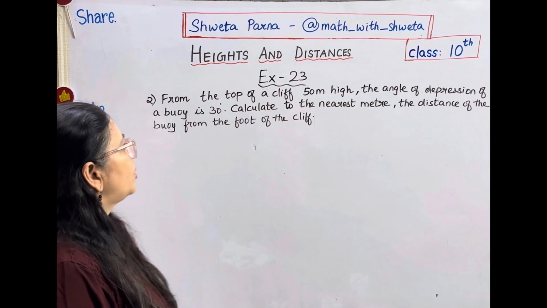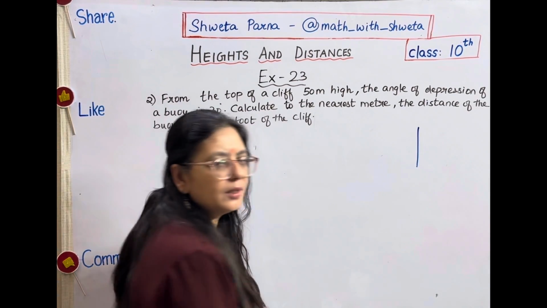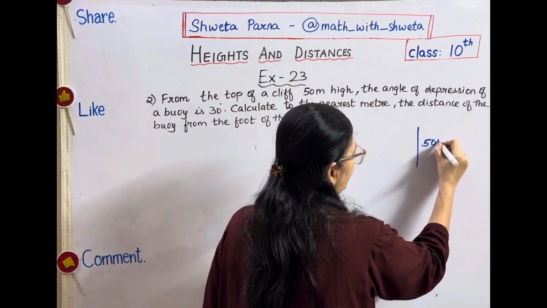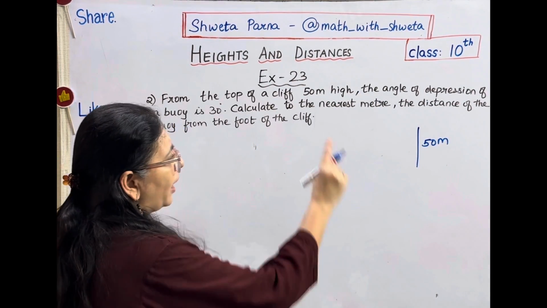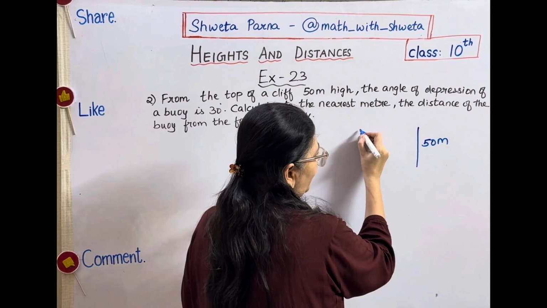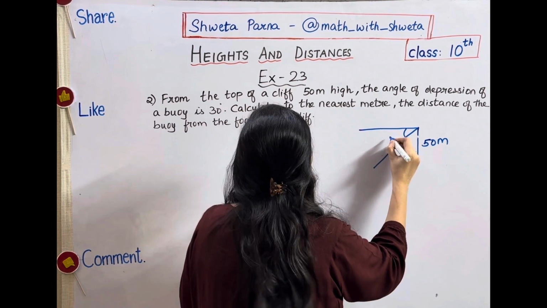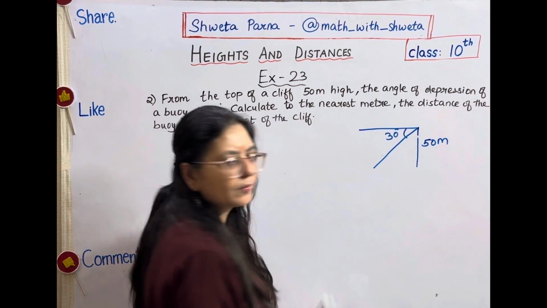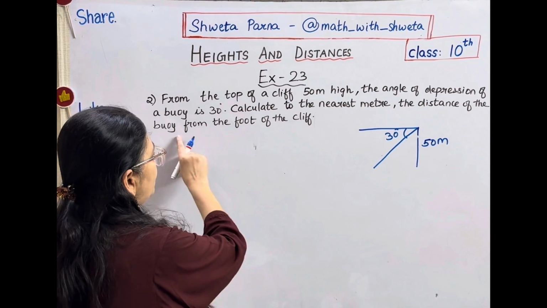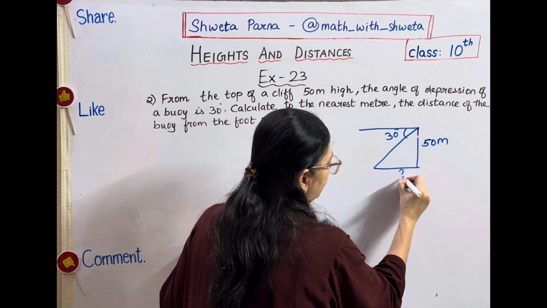Let's go to question number 2. From the top of a cliff, let's draw a cliff. Cliff is nothing but a hill kind of thing, okay? Which is 50 meter high. The height of the cliff is 50 meter. The angle of depression of the boy is 30 degree. So angle of depression means from here it goes like this. This is 30 degree, angle of depression, okay? Calculate to the nearest meter the distance of the boy from the foot of the cliff. You have to find this.